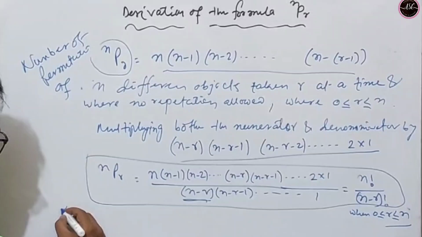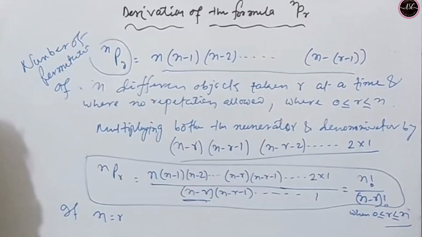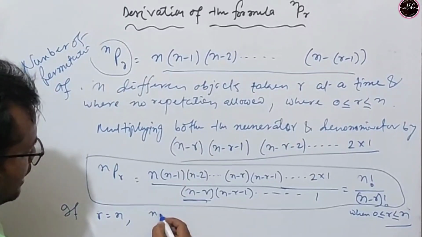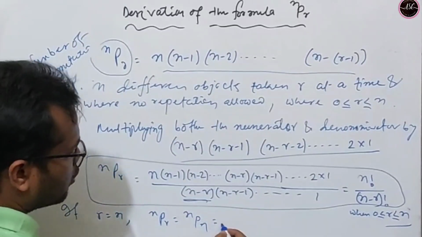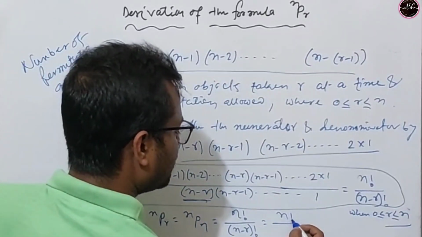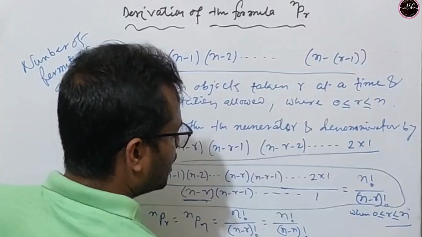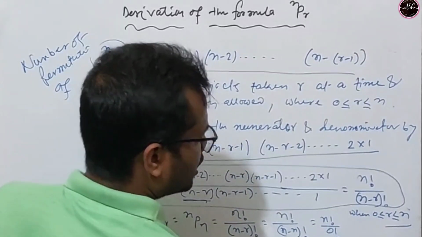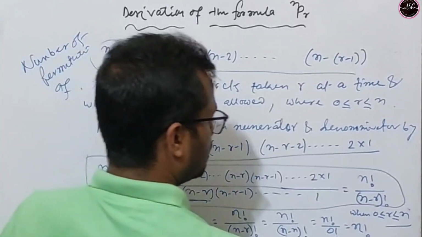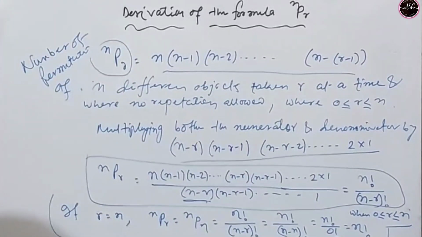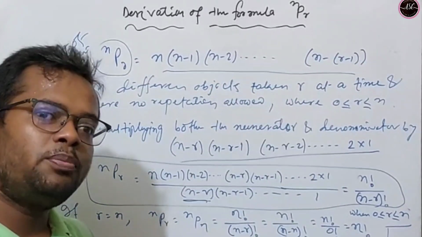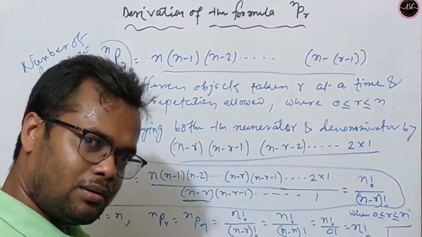Now if r equals n, then nPr equals nPn equals n factorial divided by n minus r factorial, that means n factorial divided by n minus n factorial, that means n factorial divided by 0 factorial. As 0 factorial equals 1, this is n factorial. This also should be remembered.